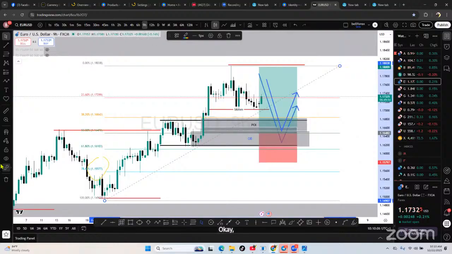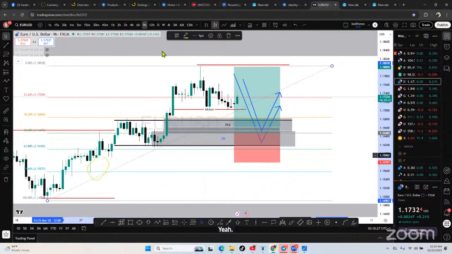Okay, you are saying between 61 and 50. Between 50 and 38, yes, about that. Okay, that's within the POI. Okay, that's valid. That's valid.